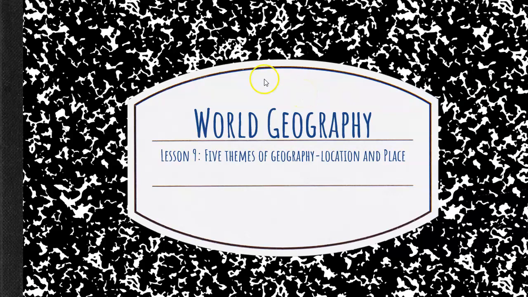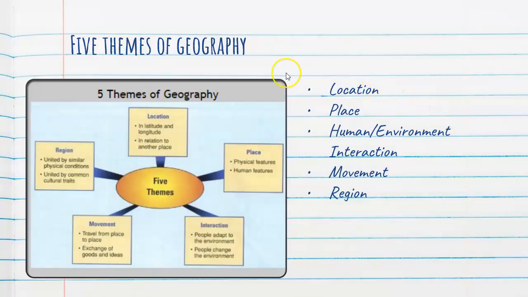The second part of the intro unit has to do with the 5 themes of geography. So what are the 5 themes of geography? Location, place, human environment interaction, movement, and region. We're going to take a look at 2 different types of location. There are 2 different things when you describe place. We'll look at how people and their environment interact with each other, how people, goods, and ideas move from place to place, and then we'll look at several different types of region.